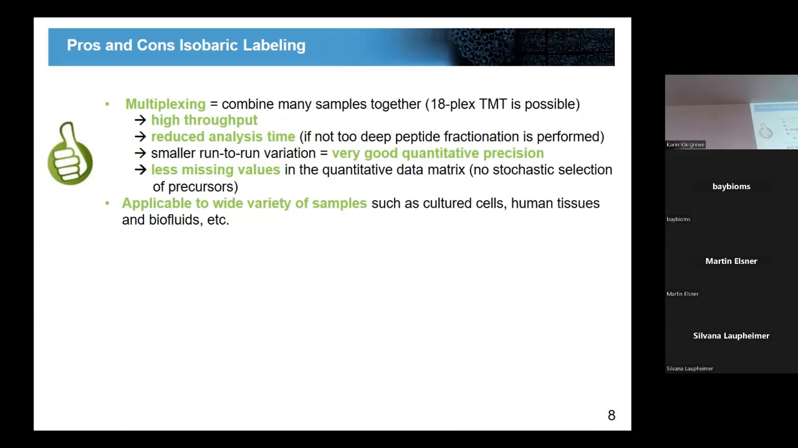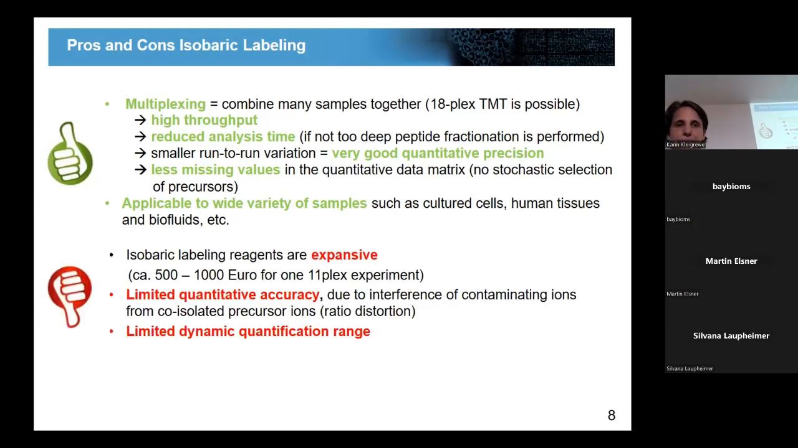You have smaller run-to-run variation because you have good quantitative precision, and you have fewer missing values in your data sets when you use TMT labeling. And it's applicable to a wide variety of samples because you add these reagents on peptide level after the peptides have been extracted and digested. So you can do TMT labeling also with cultured cells, with human tissue, with plasma, with any sample type.